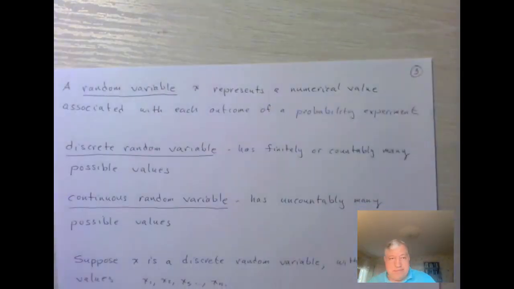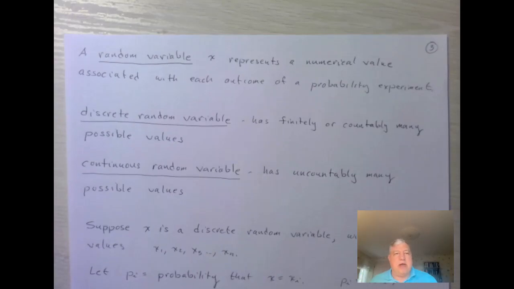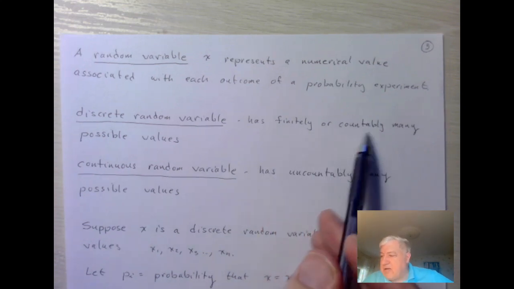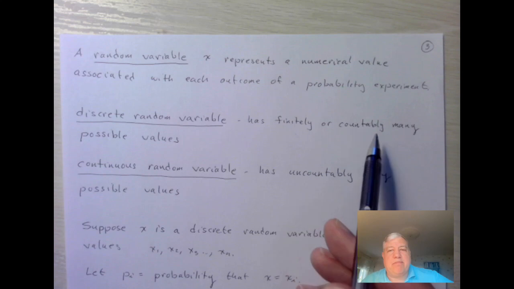And let me just give you the actual definitions here on page 3. We say a random variable x represents a numerical value associated with each outcome of a probability experiment. And then a discrete random variable has finitely or countably many possible values. A continuous random variable is a random variable that has uncountably many possible values. When we talk about countably, what's the difference between finitely and countably? If it's countably, it could be infinitely many, but they can be counted.